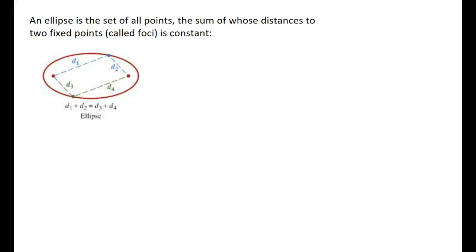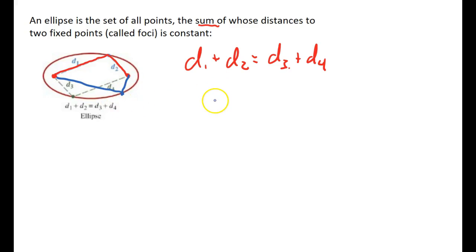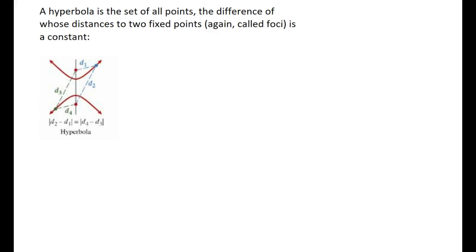Okay, an ellipse is a set of all points, the sum of whose distances to two fixed points called foci, that's the plural of focus, is constant. So if I have these two points right here, and this distance plus that distance is the same no matter where I am on that curve, then that curve is called an ellipse. So if D1 plus D2 equals D3 plus D4, and if I pick another point, say right here, that distance plus that distance, they're all going to equal the same constant. That makes an ellipse.